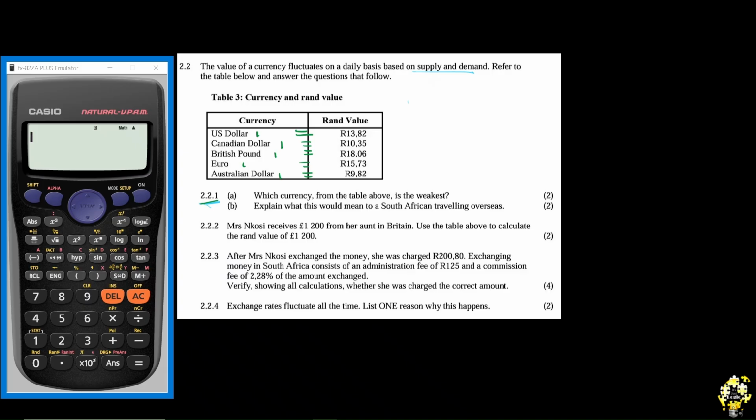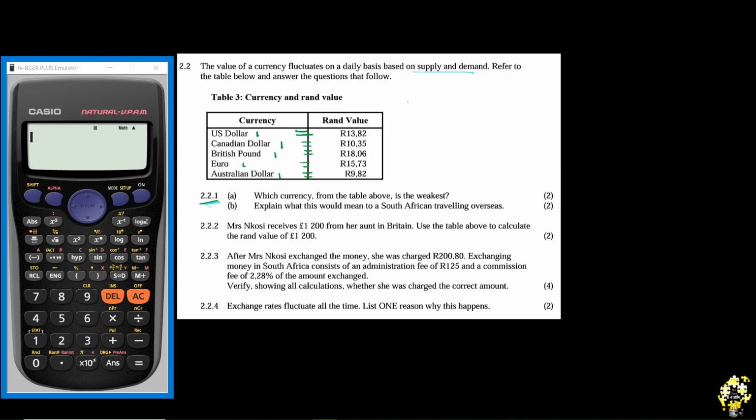And now guess what? Because they didn't mention the South African rand here, if they had mentioned it, we would say that it is the South African rand which is the weakest, because indeed it's the weakest against all of them. But they say you have to look at this table, which one is the weakest. So the one that is the weakest here is the one that you need the least money, or the small amount of money, to buy the South African rand.